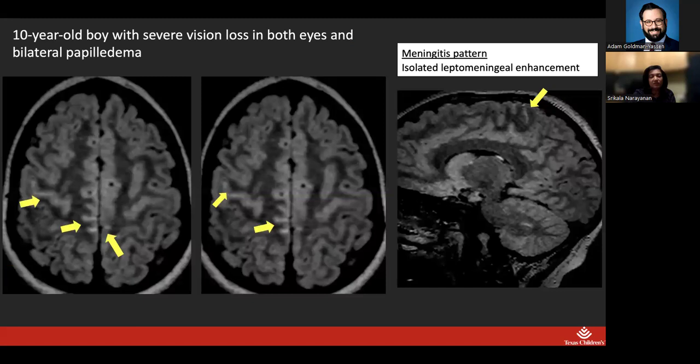So here's a 10-year-old boy who presents with a lot of vision loss and bilateral papilledema. Here, we didn't see any white matter lesions, but you have this isolated leptomeningeal enhancement. Pretty easy to pick up on these 3D post-contrast FLAIR CUBE images. It's subtle. This kid did have aseptic meningitis and tested positive for MOG.